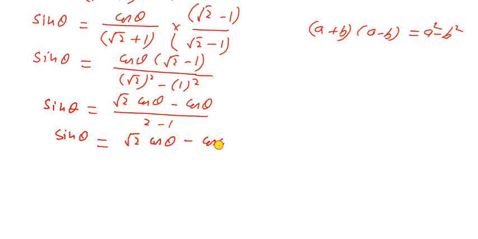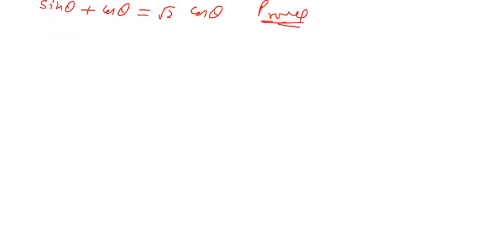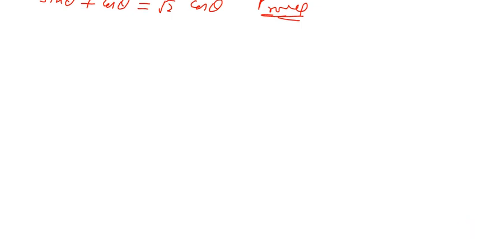So sin theta is equal to under root 2 cos theta and minus cos theta divided by 1. 1 has no significance, so we can leave it. So sin theta is equal to under root 2 cos theta and minus cos theta. Now this cos theta transfer to left hand side, so it becomes sin theta plus cos theta is equal to under root 2 of cos theta. That is proved. Hence proved this one. So these are very easy questions, so you can do very well.